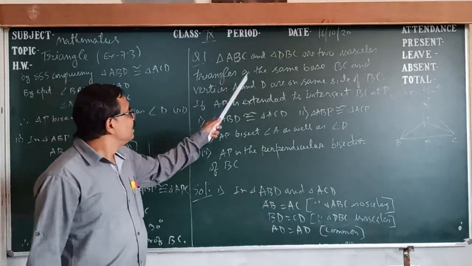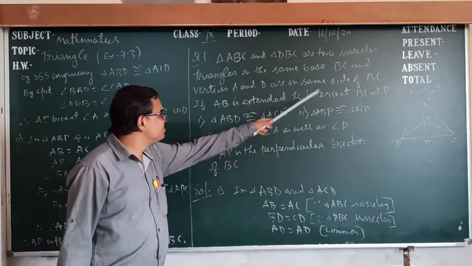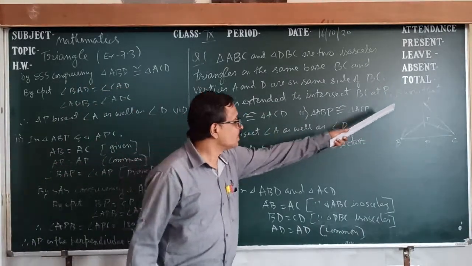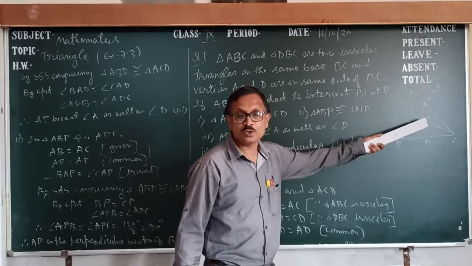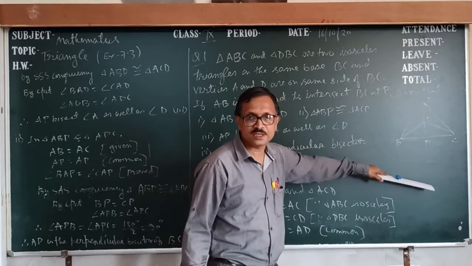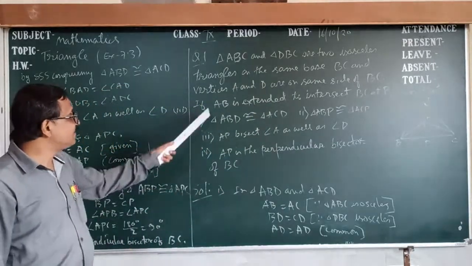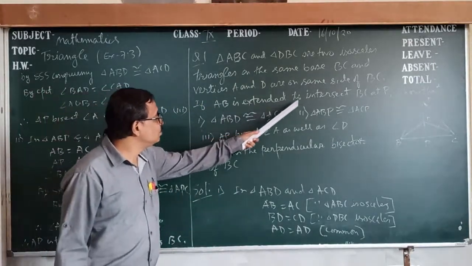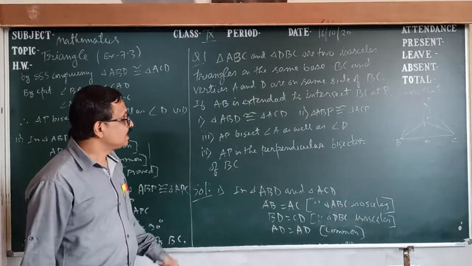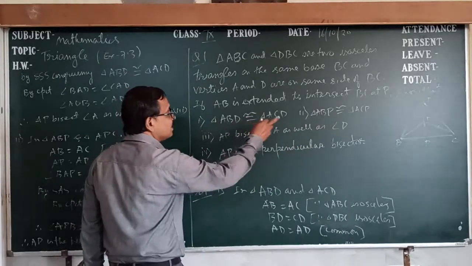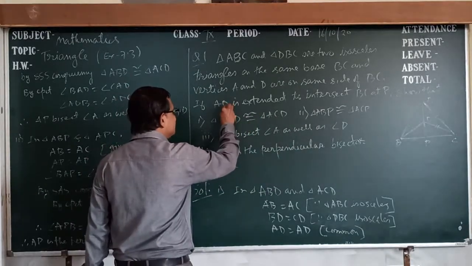The two triangles have the same base BC, and vertices A and D are on the same side of BC. They are not on opposite sides. If AD is extended to intersect BC at P, this is AD.